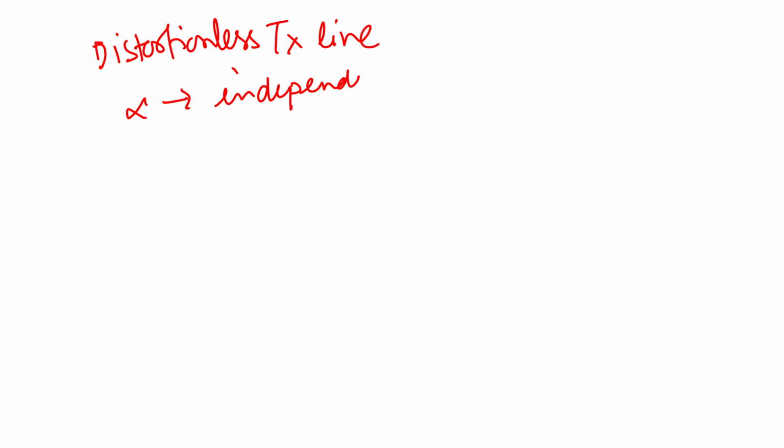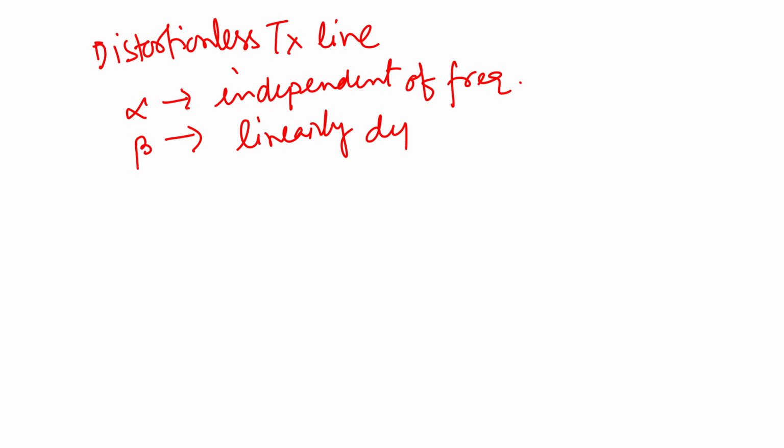Next is my distortionless transmission line. A distortionless transmission line is one where the attenuation constant alpha is independent of frequency, and the phase constant beta depends on frequency, or I can say it is linearly dependent on frequency. The condition for a distortionless transmission line is that R by L equals G by C.